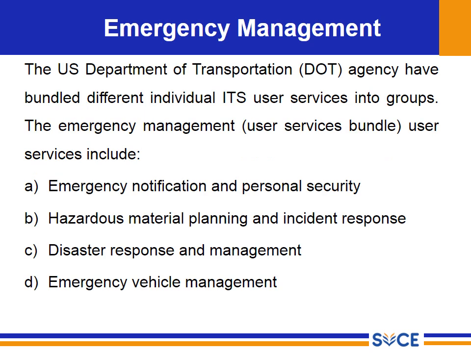The US Department of Transportation has bundled different individual ITS user services into groups. The US is a pioneer; they have a separate department for transportation, so all transportation-related ITS and the complete road network is handled by the DOT. Each state has its own DOT, which takes care of the entire road network within the state. The emergency management user service bundle includes the following services: emergency notification and personal security, hazardous material planning and incident response.